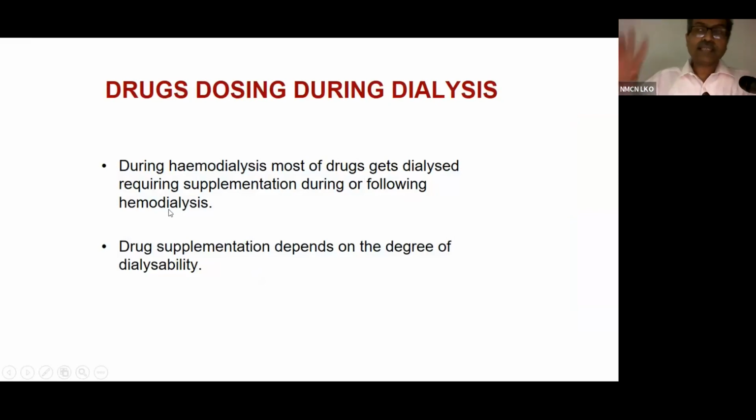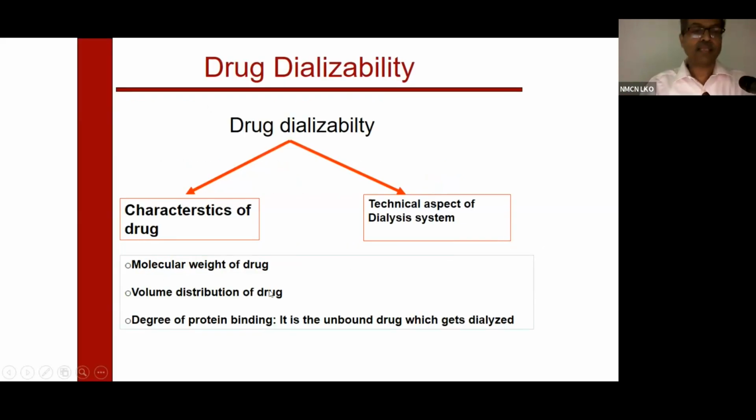So another scenario comes about dialysis. When the patient becomes dialysis dependent, with no urine output, then drug dosing during dialysis becomes another complex thing. That also depends on the characteristics of the drug and technical aspects of the dialysis system. So molecular weight becomes important. Volume of distribution of the drug becomes important. And one of the important ones is the degree of protein binding.